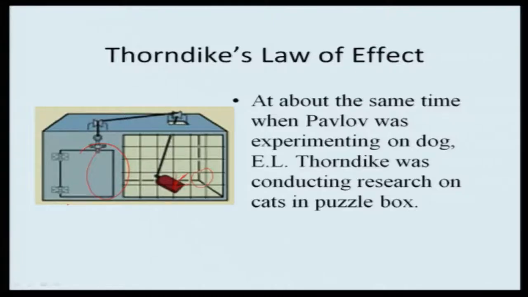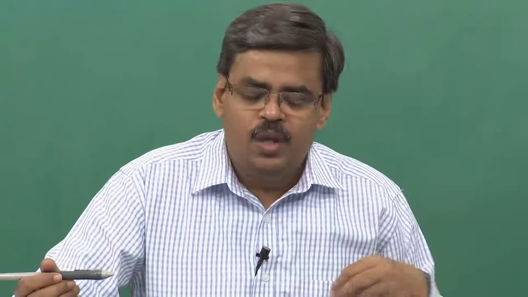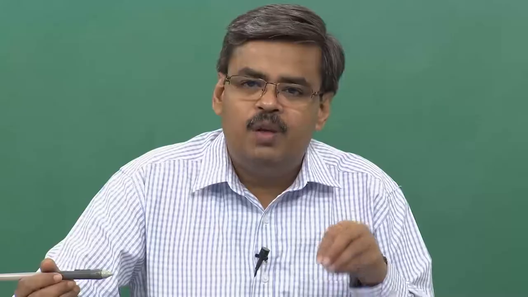Too simple an experiment, but the cat did not know that it was supposed to press the lever. So, accidentally, while making all types of random jerky movements, the cat happened to press the lever. A fish was kept outside this cage. The cat would press the lever, the door would fling open, the cat would come out, eat the fish, and this is how the experiment took place.